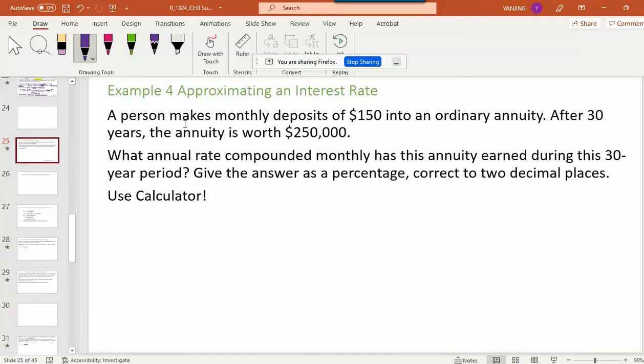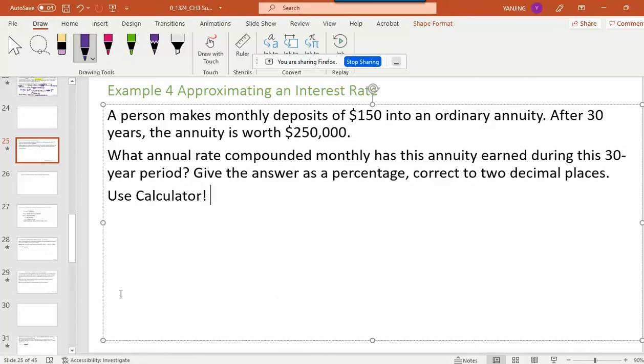Okay, so approximate interest rate. Okay, so we're gonna use the calculator for this because the formula will be getting really long. A person makes a monthly deposit of $150 into an annuity, an ordinary annuity. After 30 years, the annuity is worth $250,000, right? So what is the annual rate, compounded monthly, that this annuity has earned during the 30 year period?